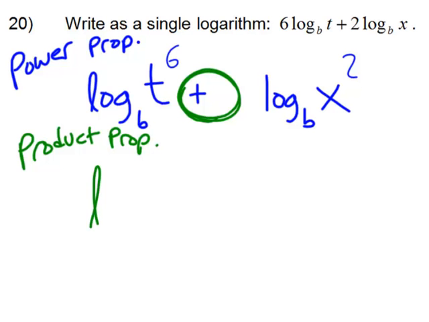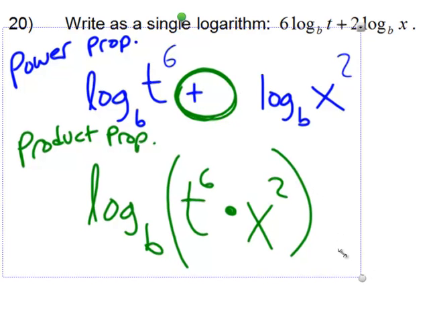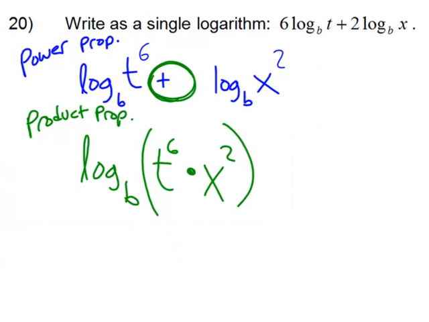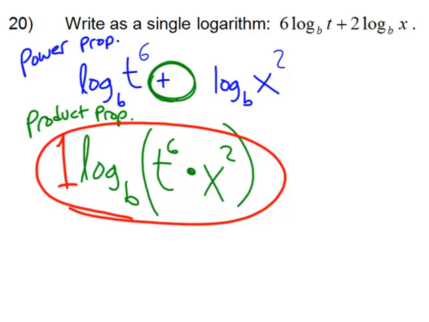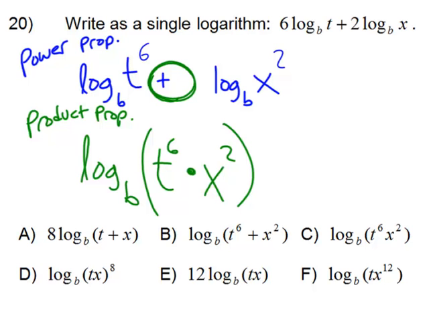So that's where we take log base b, and I should emphasize that only applies when you've got the same base in both of the logarithms. So with the same base, we now have multiplication, t to the 6 times x squared. And notice that we basically satisfied the request. We have now written this as a single logarithm. There is no number in front. There's just one big logarithm here. So let's compare that to our answer choices. And we see that our answer here matches up with, let's see, C.